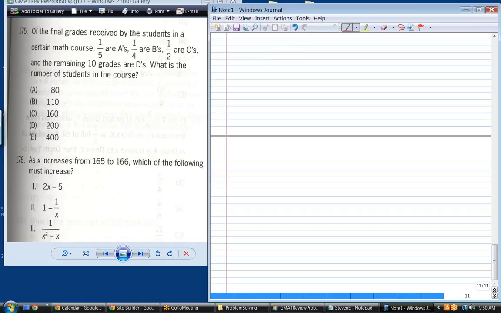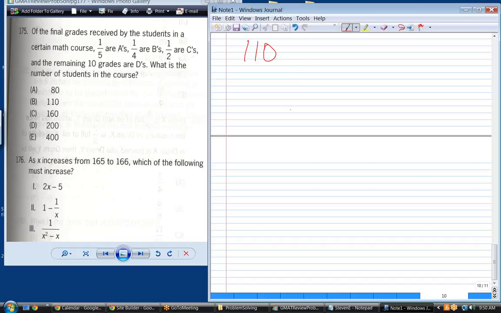I'm going to subtract 10 first and get to 100. I wouldn't do that. No, because you have to take 1/5 of 110. You can't subtract 10 and take 1/5 of 100. That's not what it says. 1/5 of all of the students have A's. Okay. So how many A's?